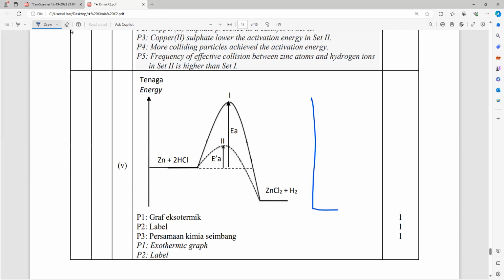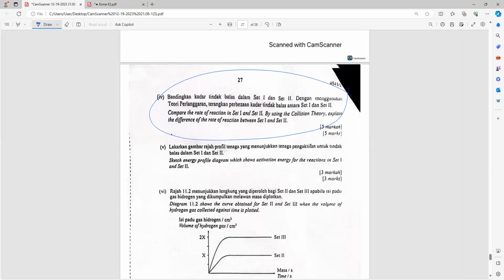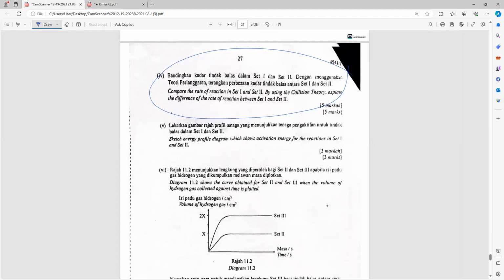an endothermic graph, okay, your reactant is lower than your products. Okay, but most important of all is they want you to label if I have activation energy, and without if I have catalyst and without catalyst. So the EA here is without catalyst, and the lower activation energy here is with catalyst. So this is what they call an activation energy profile diagram.